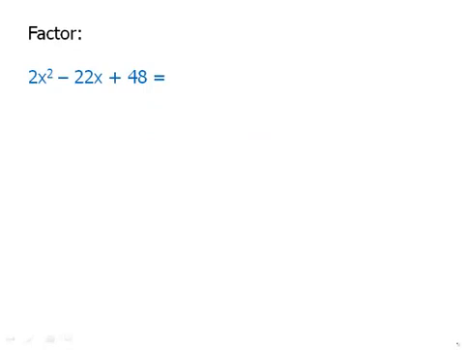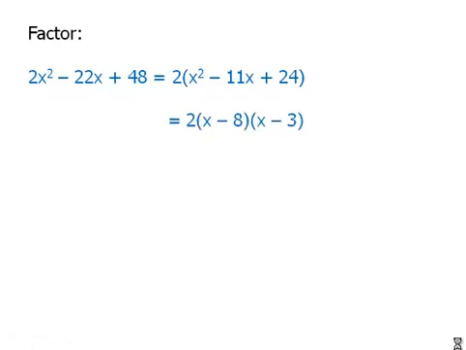Suppose we had to factor something like this. This isn't too hard. This could appear many places on the test. Notice, first of all, the coefficients are even, so we can factor out a 2. Once we factor out a 2, we get an ordinary quadratic. Now it's just a matter of factoring that ordinary quadratic. We need a product of 24 and a sum of negative 11. So those two terms are negative 3 and negative 8, and so this factors to 2 times x minus 8 times x minus 3.